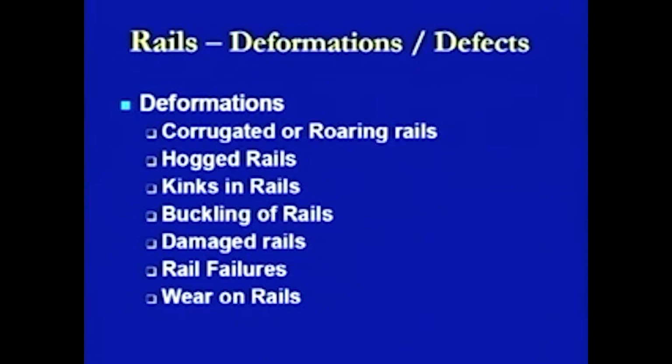Now, as soon as any rolling stock moves over these corrugated rail sections, what is observed is that it creates a large amount of noise, and because of this reason they are also known as roaring rails, that is, the rails which make noise.